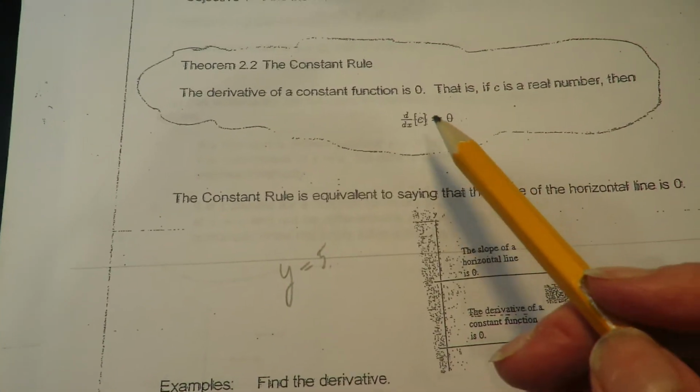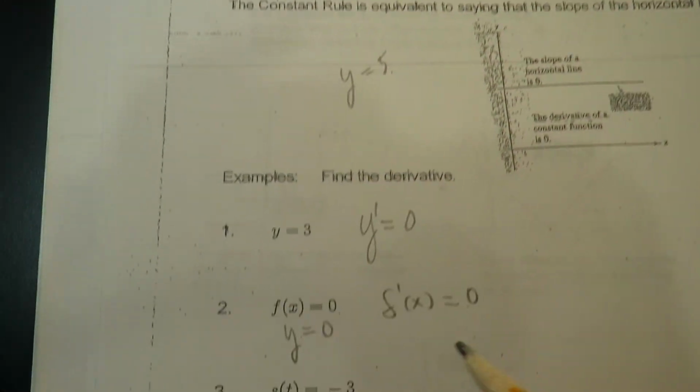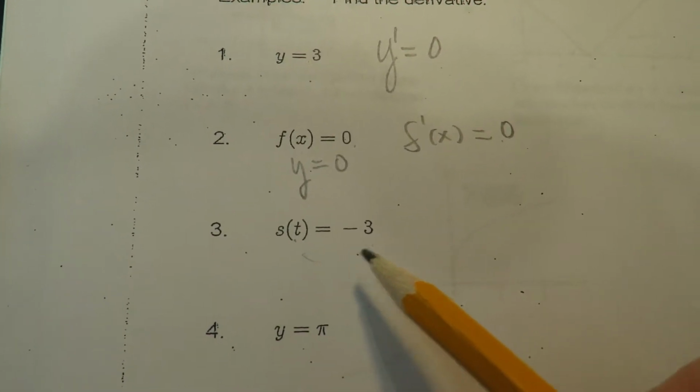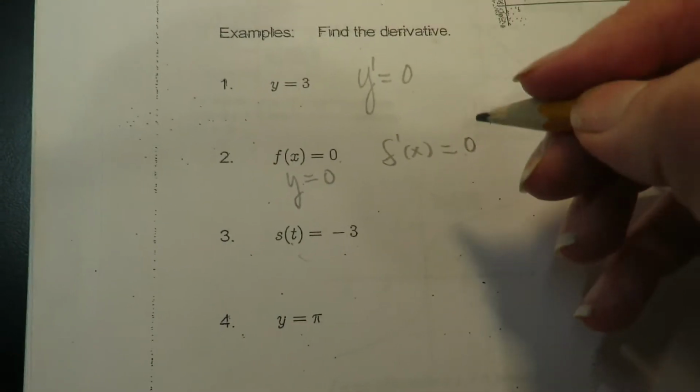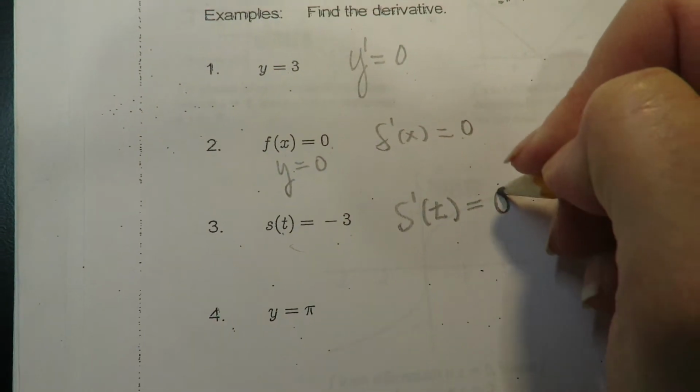Right, you're going to notice that this is just going to get repetitive. The derivative of a constant is 0. All right, s of t equals -3. That's just a horizontal line at -3. So the slope of that horizontal line is 0.